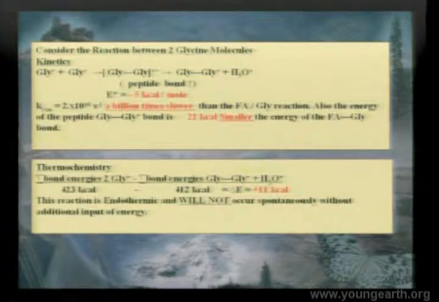The thermochemistry of that says if you take the energies of the bonds on this side of the reaction, 423 kilocalories total, subtract the energies of these, 412 kilocalories, you get a positive energy change by 11 kilocalories. What happens? Can it occur automatically, spontaneously? No. Positive energy change does not occur spontaneously, does it? I just showed you that. This is the proof. You could never get it, even if the glycine molecules were there.